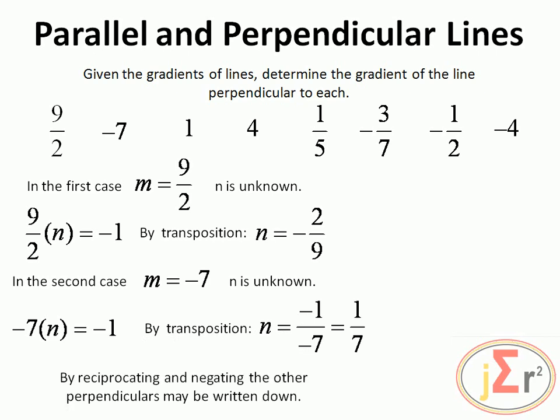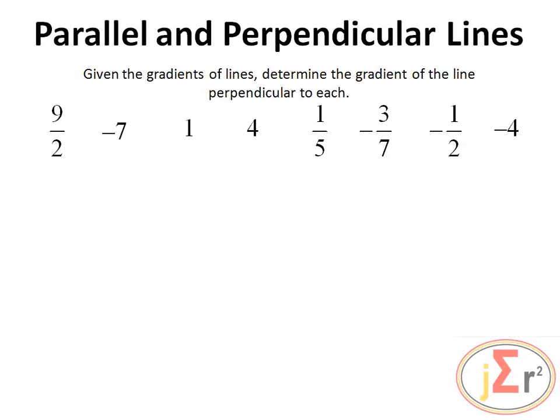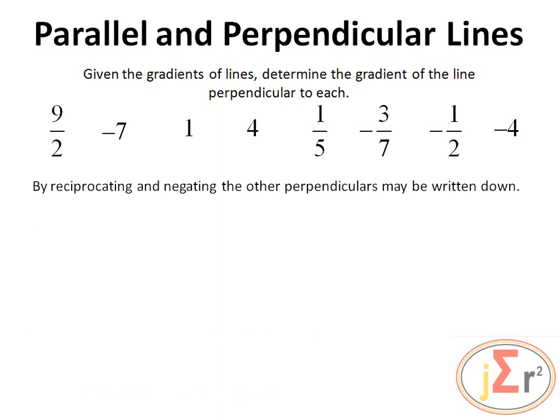So by reciprocating and negating, the other perpendiculars may be written down. So instead of going through the process, we are going to negate and reciprocate, and we'll get the answer for the others. By reciprocating and negating, the other perpendiculars may be written down, so let us do that. 1. The reciprocal of 1 is 1.